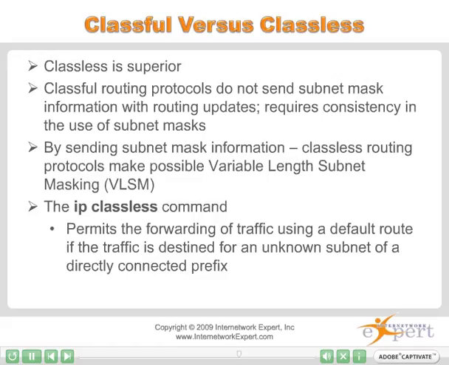Maybe we have the 10-10-10 subnet in the table, the 10-20-20, and the 10-30-30 subnets. If we get a packet destined for the 10-40-40 subnet, not in our routing table, we want to go ahead and forward using the default. Without the IP classless command, very important for you to know that your router will actually drop that traffic and not use the default route.